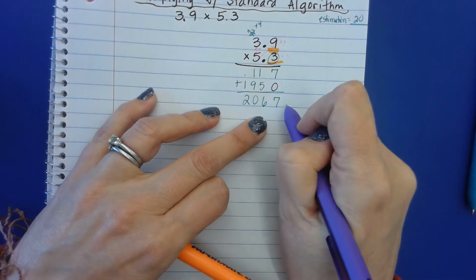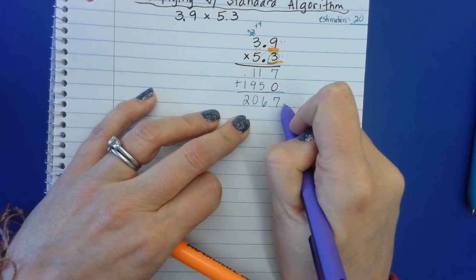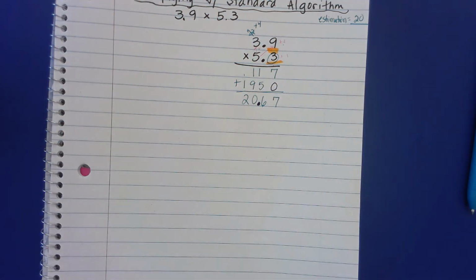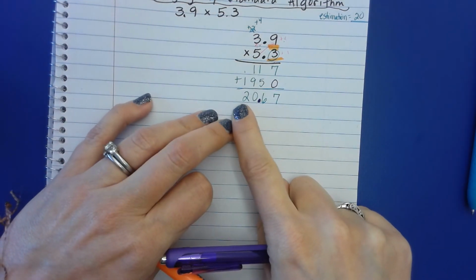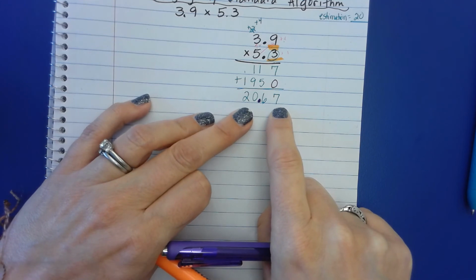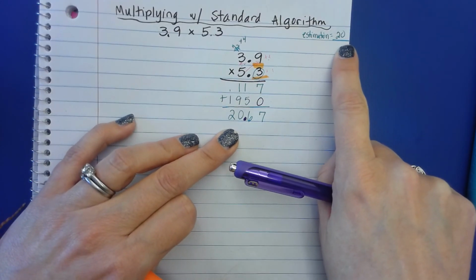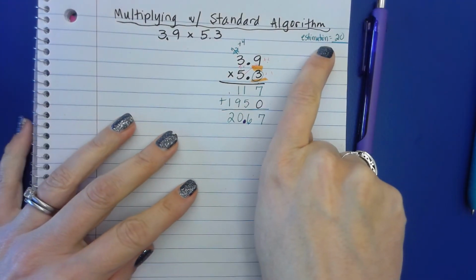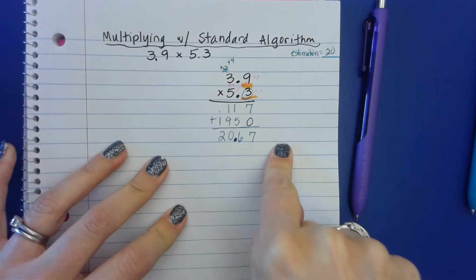So you come down to your final product. You start on the right, and you need to come in 2 spots. 1, 2. That's where you place your decimal. So our final answer is 20 and 67 hundredths. Is that close to our estimation of 20? Yes, we did it. So estimation, huge, huge, huge in this chapter.